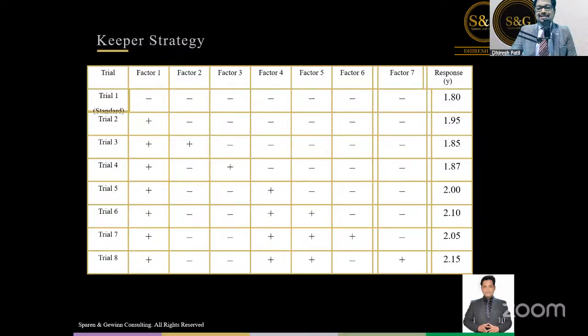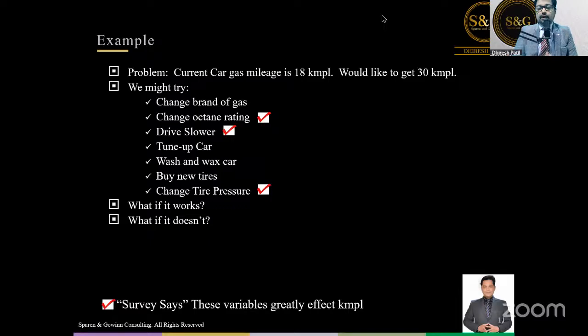Okay. Now let's take one example here. Let's take one example to go deeper into this strategy. Okay. Now there is one automotive company and they wanted to improve their mileage, which was 18 kilometers per liter, and they wanted to take it to 30 kilometers per liter. Okay. So they wanted to do this experiment.